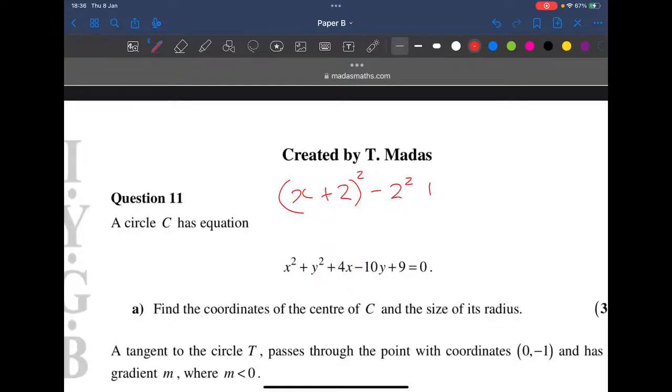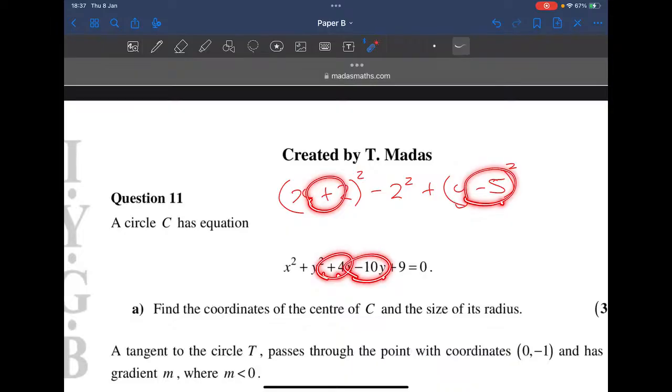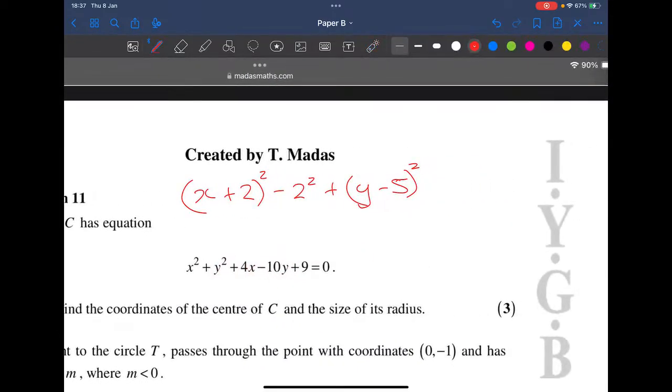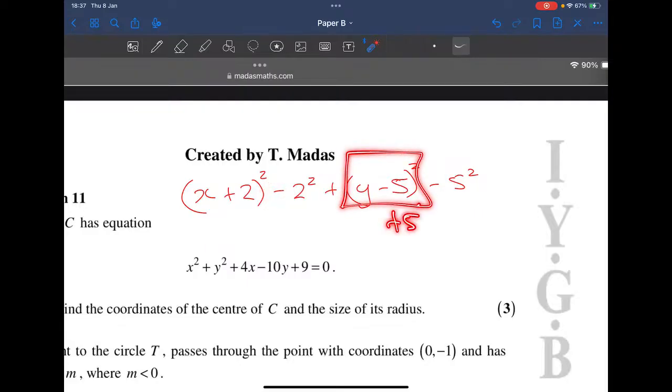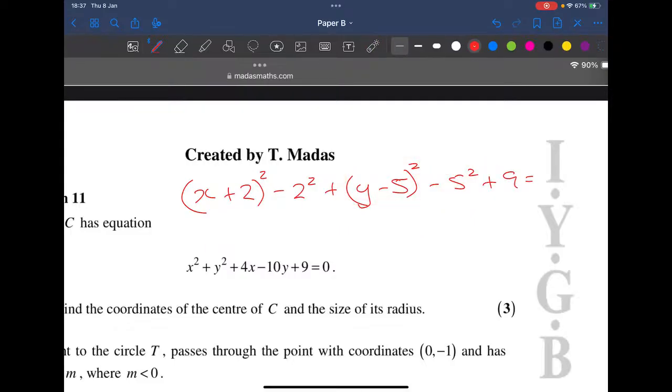Similar process with the y's then. We'll have y minus 5 for half of that 10. Again, this was positive because this was positive; this is negative because this is negative. And then we need to take away a 5 squared. These bits are always negative. Imagine if we expanded this bracket, you'd have a plus 5 squared at the end. So this just cancels off with those ones. And then we still have our plus 9 from the original equation.